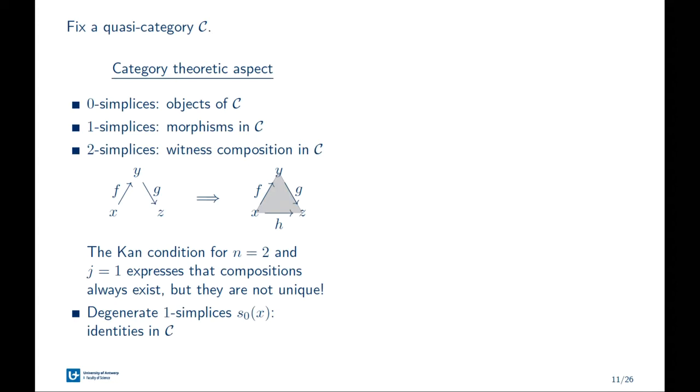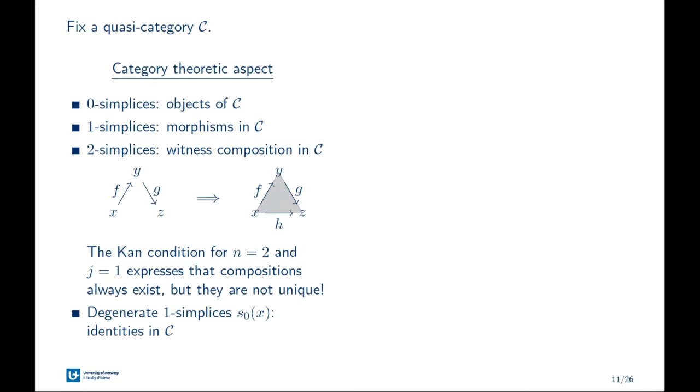But this isn't really a problem, and I'll explain in a second why. Another thing I want to emphasize is that this weak Kan condition, in particular for the case n equal to 2 and j equal to 1, expresses precisely that we can always compose two morphisms. Because this shape is precisely a horn, and saying that I can extend this map precisely means that I can fill up this horn inside of my quasi-category C.